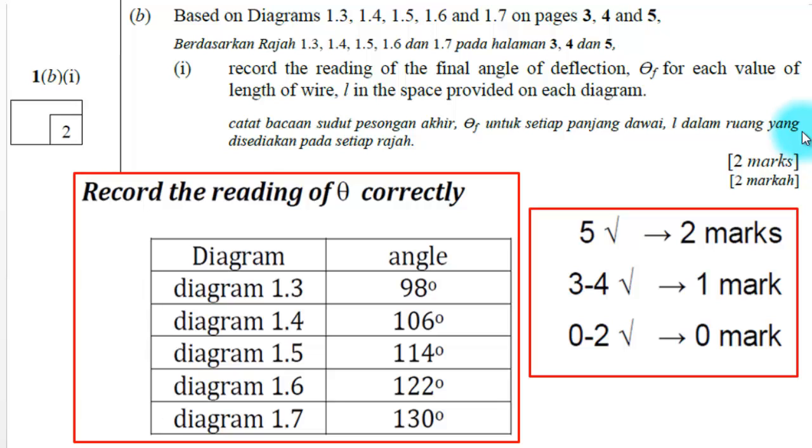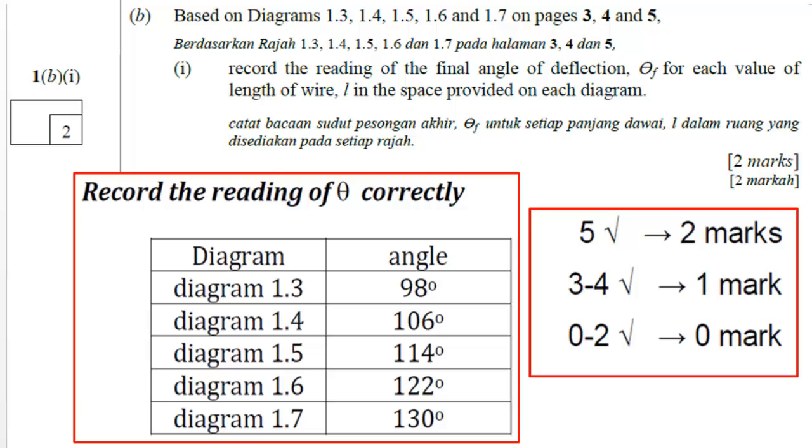Okay, so this is the answer for B1 in the column provided just now. You write the angle, and make sure you write the unit, from diagram 1.3 until diagram 1.7. So there are 5 readings. If all 5 are correct, you will get 2 marks. If 3 to 4 are correct, you get 1 mark. If less than that, it will be 0 mark. So be careful when you write your data.